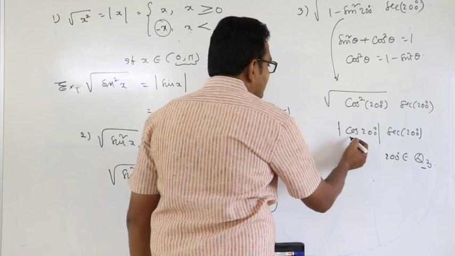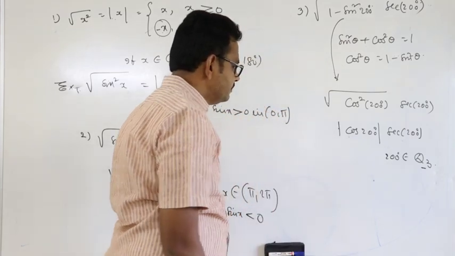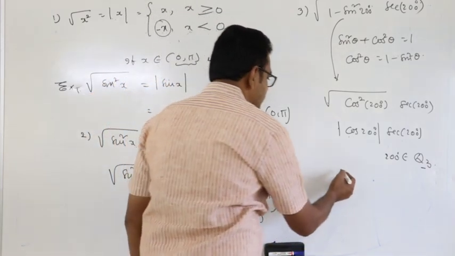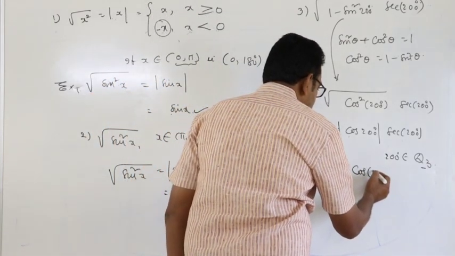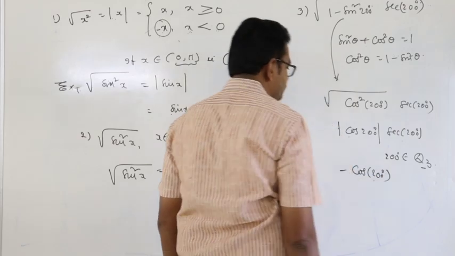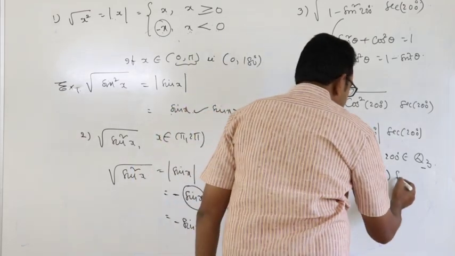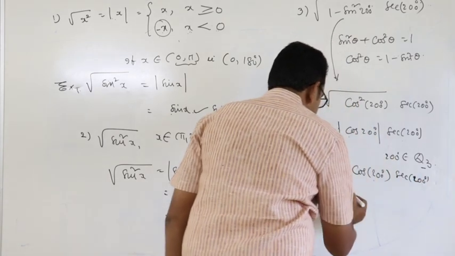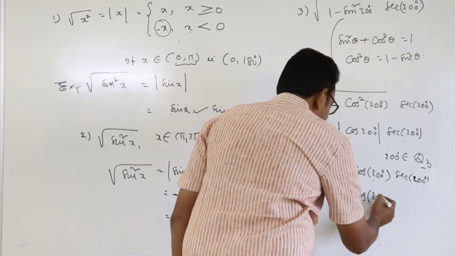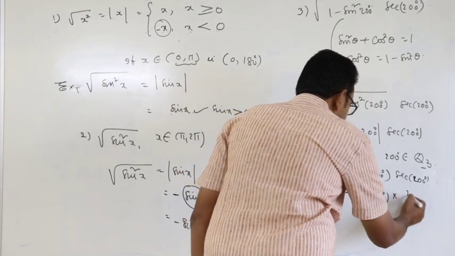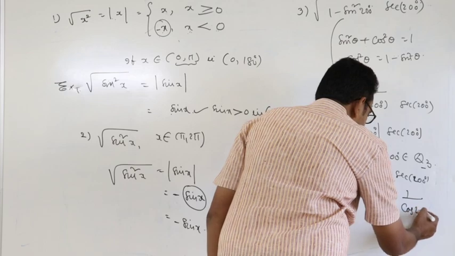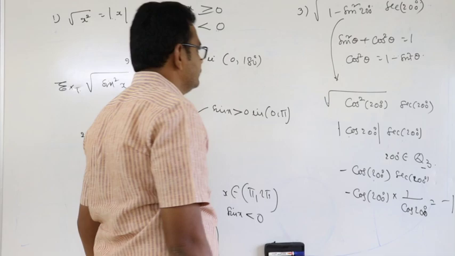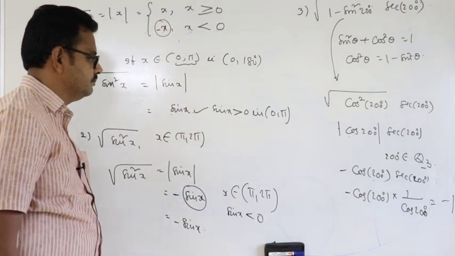In the third quadrant cos is negative. Therefore this is equal to minus cos of 200 degrees into secant of 200 degrees. That is minus cos 200 degrees into 1 by cos of 200 degrees, which is equal to minus 1.